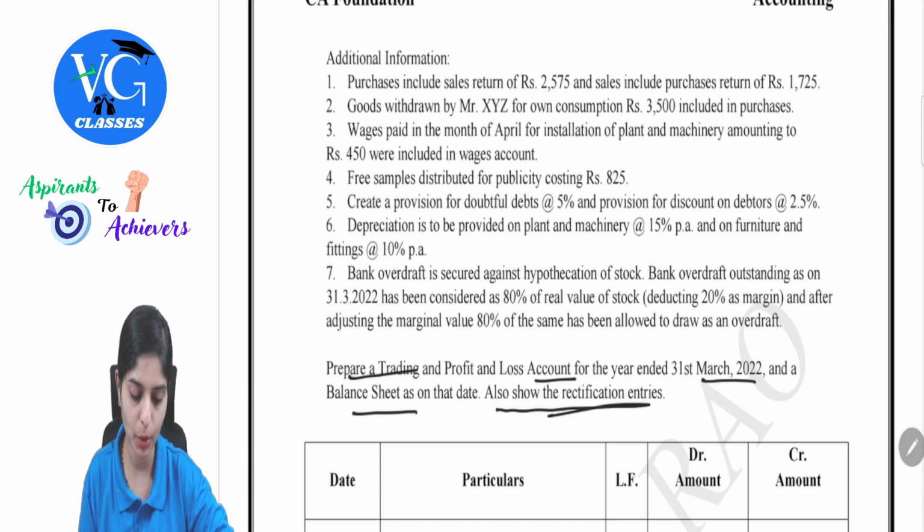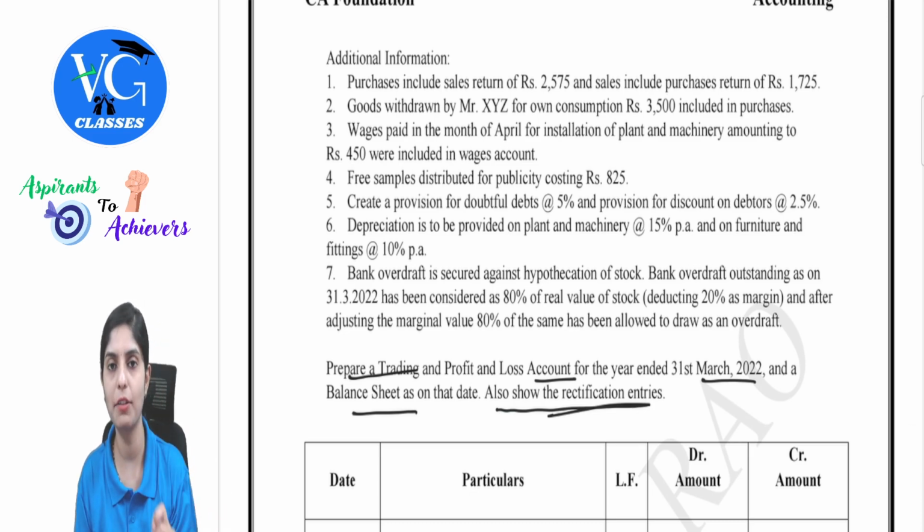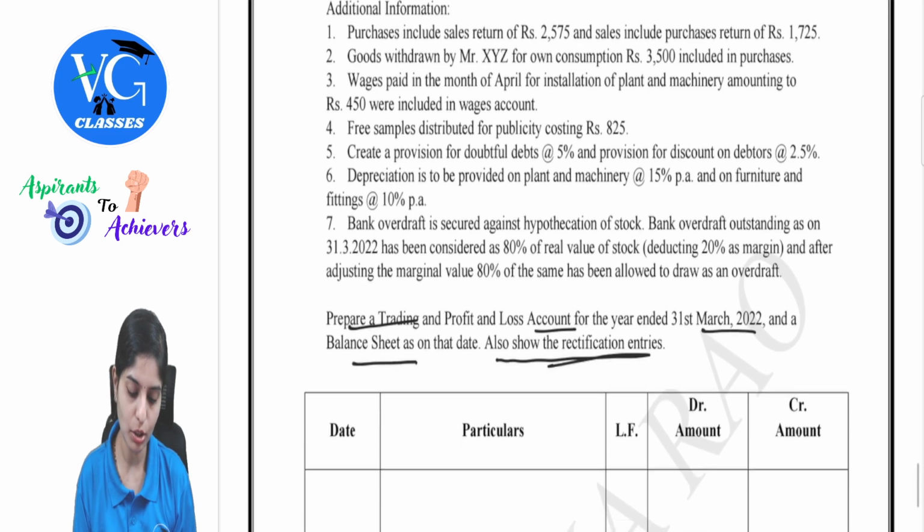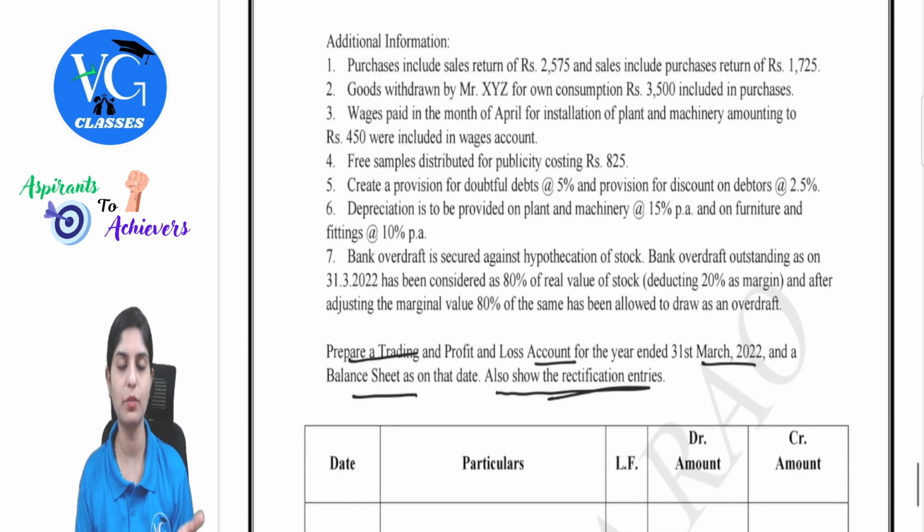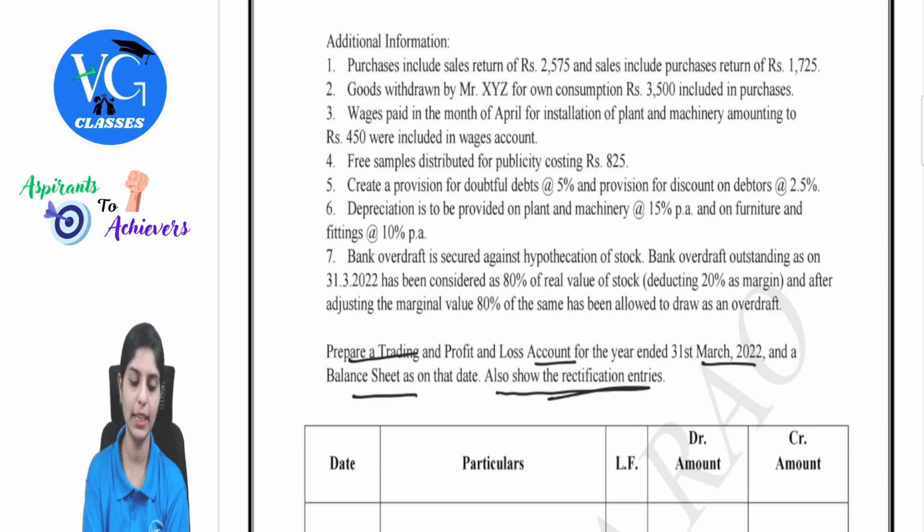This is a very important question, guys. Please understand every point carefully. This is also asking us for rectification entries. Why rectification entries? Because first, the additional information itself had an error. Next, goods withdrawn by Mr. XYZ for own consumption, 3,500, included in purchases. Again, there is an error. So it has to be eliminated from purchases and should be recorded as drawings.